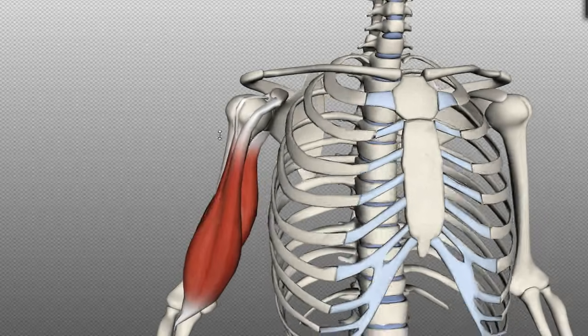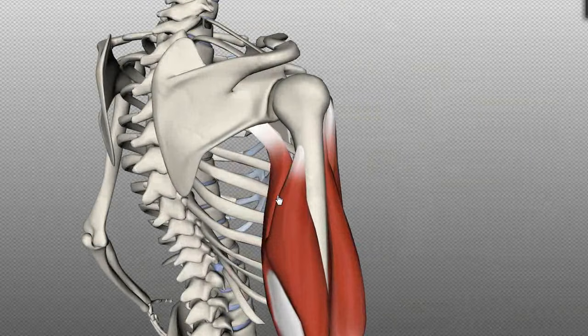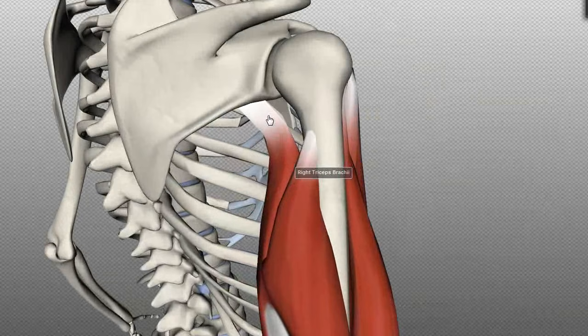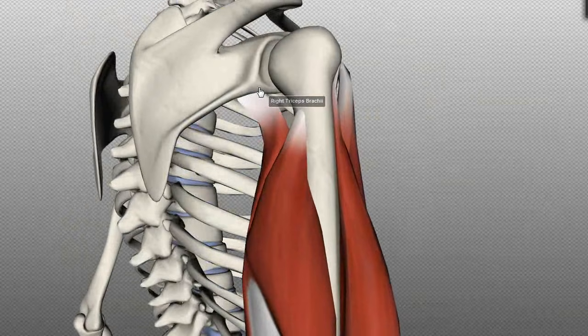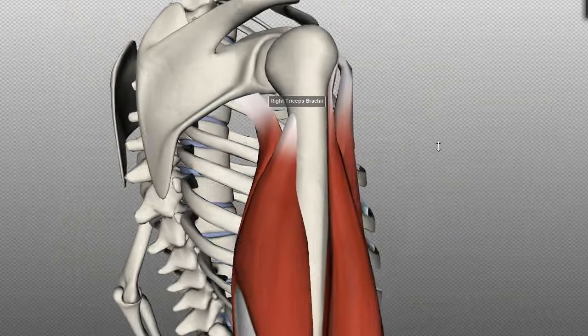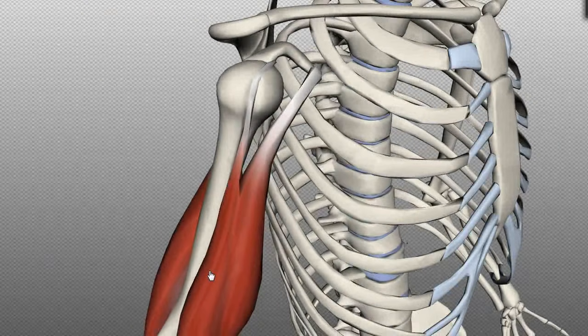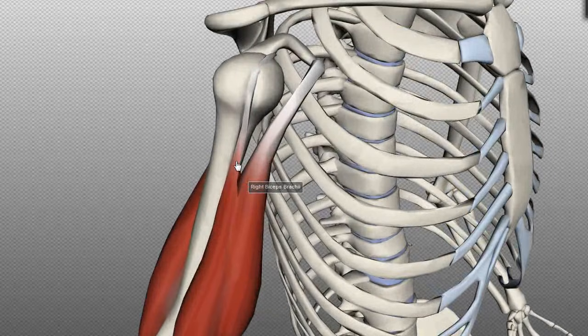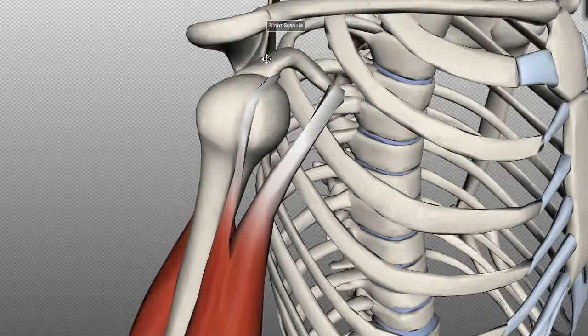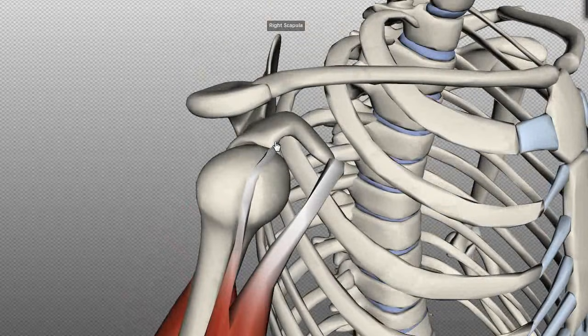I'll switch over to this model and you can actually see that. This is the big triceps muscle, and you've got this long head of the triceps attaching to the infraglenoid tubercle. If I rotate the model around, you can see the biceps muscle anteriorly on the upper arm, and it's got this tendon running up between the two tuberosities of the humerus and inserting onto the supraglenoid tubercle.